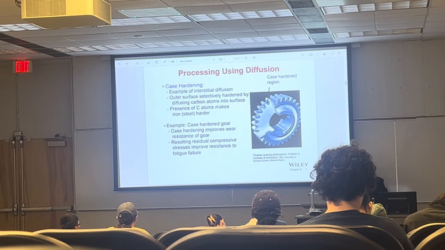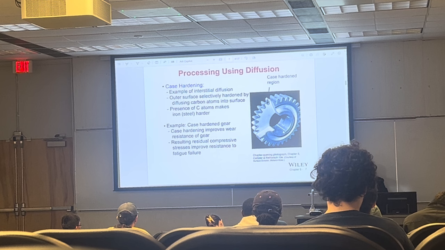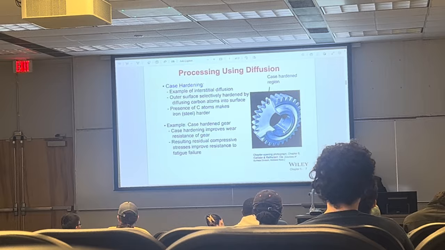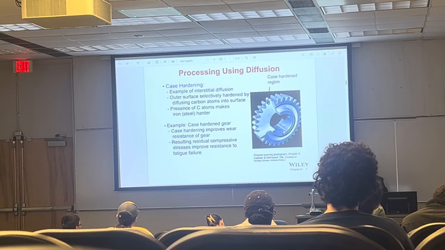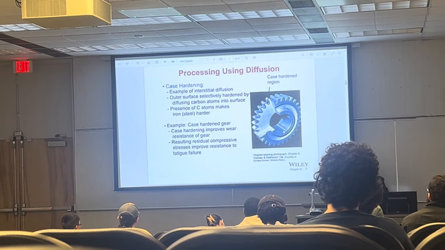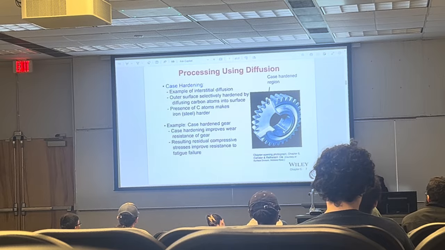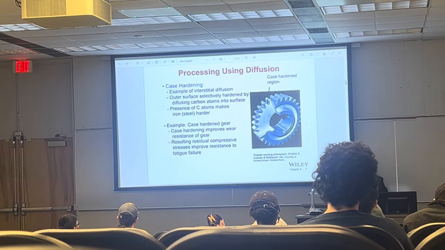What is the motto of this class? To control the process, to control the structure, to control the properties. Okay, what is the process here? Carburization. Keeping this part at 1000 degrees centigrade for 2 days. What did that do? It produced a hard skin layer, which probably improved the performance of the gear so that it can survive a lifetime.